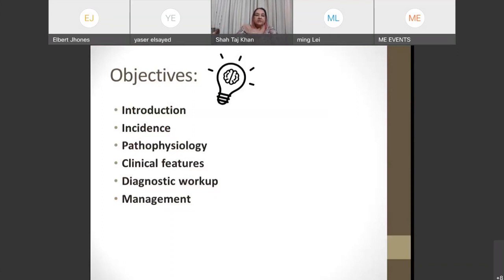So my objective is to introduce hematology, the thalassemia major and other thalassemic disorders. What is the incidence around the world? What is the pathophysiology of how the heart is affected, and the clinical features when there are cardiac complications, along with the diagnostic work that needs to be done, and then how to manage this.